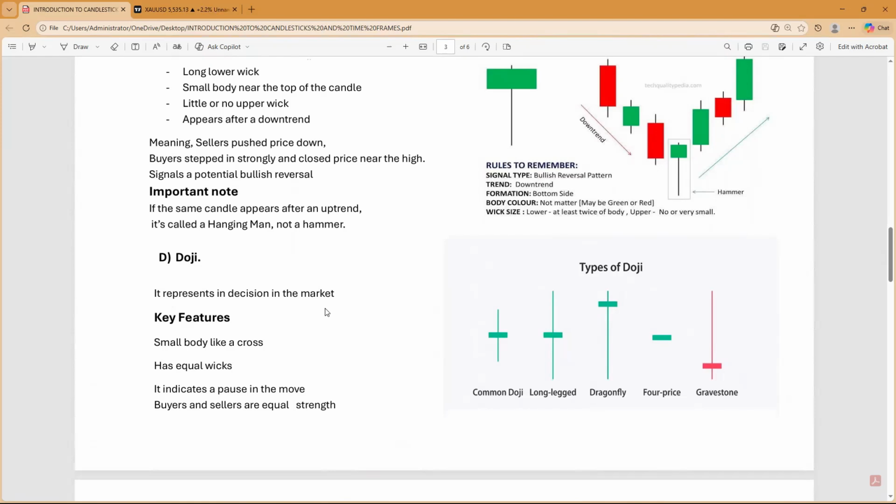Buyers and sellers are equal in strength. And we have a couple of them here. So you can see this one is a common doji, a long-legged doji, a dragonfly, a four price, and a gravestone.